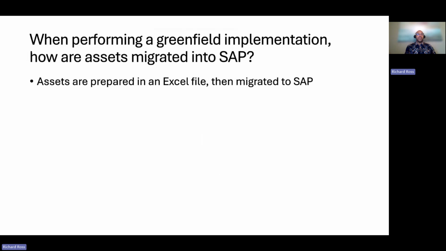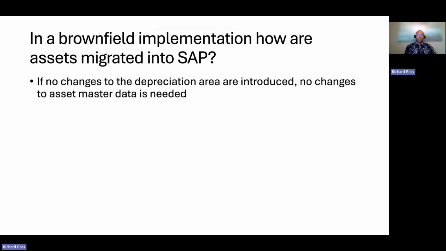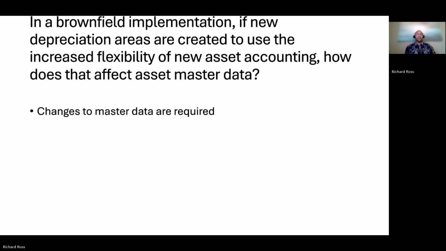When performing a greenfield implementation, how are assets migrated into SAP? Assets are prepared in an Excel file, then migrated to SAP. In a brownfield implementation, how are assets migrated into SAP? If no changes to the depreciation area are introduced, no changes to asset master data are needed. In a brownfield implementation, if new depreciation areas are created to use the increased flexibility of new asset accounting, how does that affect asset master data? Changes to asset master data are required.